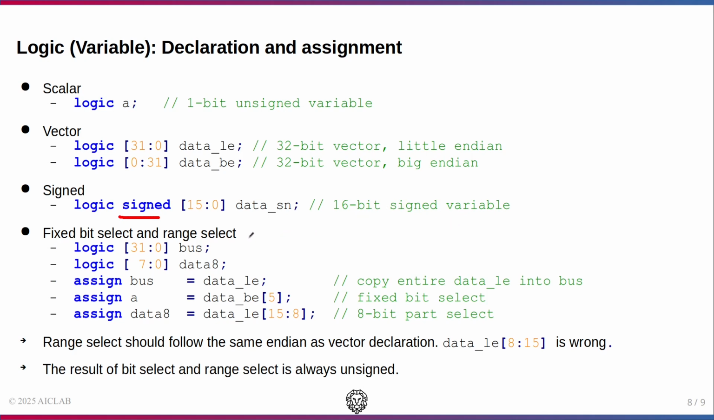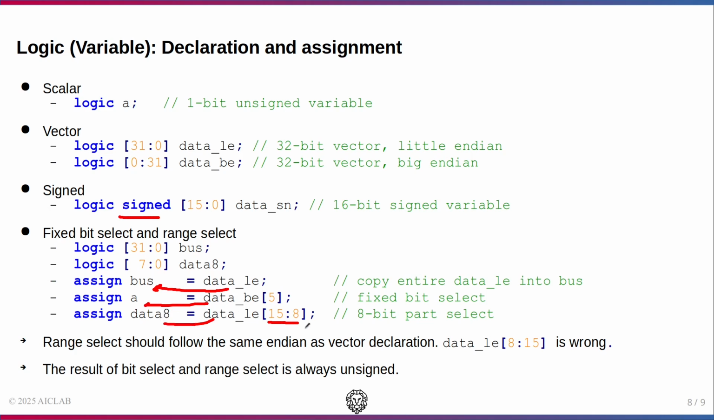Fixed bit select and range select. If you assign data_LE to bus, it assigns the 32-bit value of data to the bus. If you want to assign bit number 5 of data_BE to signal A, you use this line of the code. And to assign a range, for example, from bit 15 to bit 8, you use this line of the code.